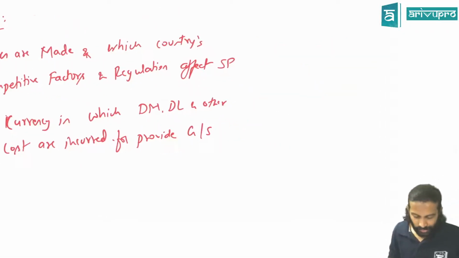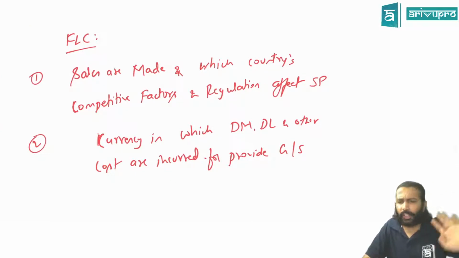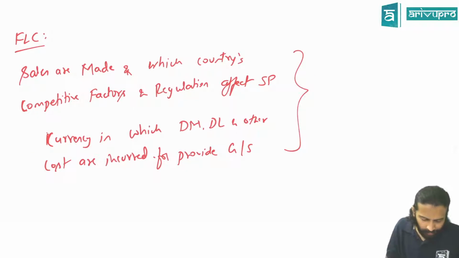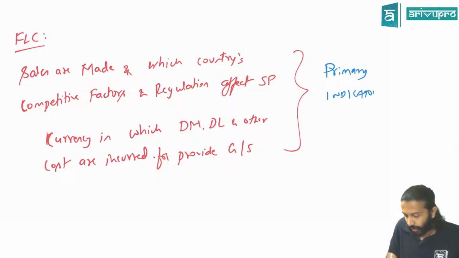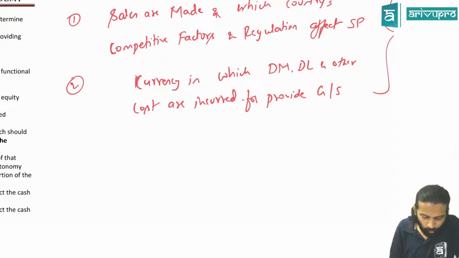One is with respect to sales, another one is with respect to cost. Can I simply say functional currency means the currency in which sales are denoted and the currency in which cost is incurred? Can I simply say that also? These 2 are primary indicators, main indicators. We have 2 more indicators.